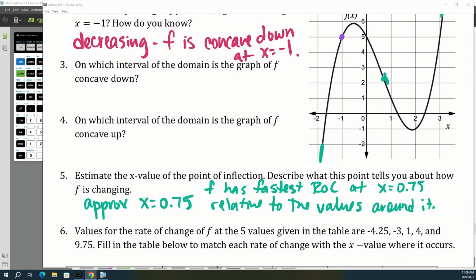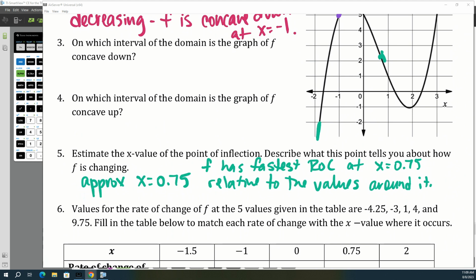Okay, let's go back and do number 3. If we're saying that the point of inflection is when x is 0.75, what would the interval be where the whole graph is concave down? Right, so it starts being concave down at -infinity, and it's going to be concave down until you get to that point of inflection, which is 0.75.